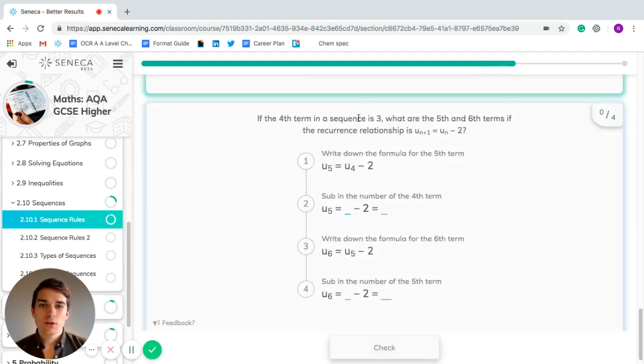If the fourth term of a sequence is 3, what are the fifth and sixth terms if the recurrence relationship is u n plus 1 equals u n, subtract 2? If we want the fifth term, we take the fourth term and take away 2. So the fifth term is the fourth term, which is 3, subtract 2, which gives you 1. Then for the sixth term, we take the fifth term and take away 2 again. So the sixth term equals 1, subtract 2, which equals negative 1.